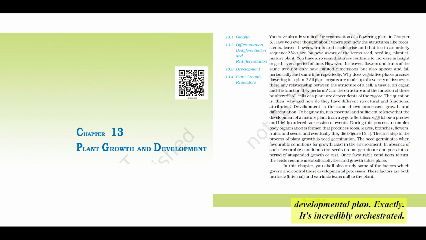Exactly. It's incredibly orchestrated. Now, the very first crucial step in this whole process is seed germination. A seed isn't just dormant, it's a tiny plant waiting. And it will only germinate when, and this is key, favorable conditions for growth exist in the environment. Favorable conditions? Like what specifically? We're talking about things like enough moisture. Water is crucial to hydrate the seed and get enzymes working. Then there's the right temperature range to kickstart metabolism, not too cold, not too hot, and also adequate oxygen. Plants need oxygen for respiration, just like us, to get the energy for that initial growth spurt.